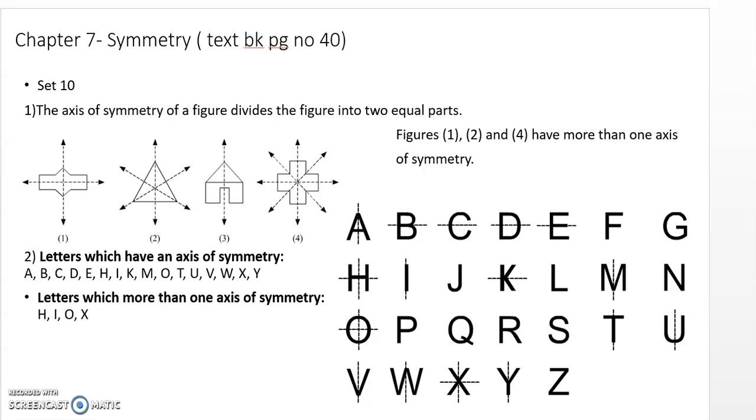Good morning, students. Today we will study chapter 7, Symmetry. Chapter 6 we will study afterwards. So take out your textbook, page number 40.